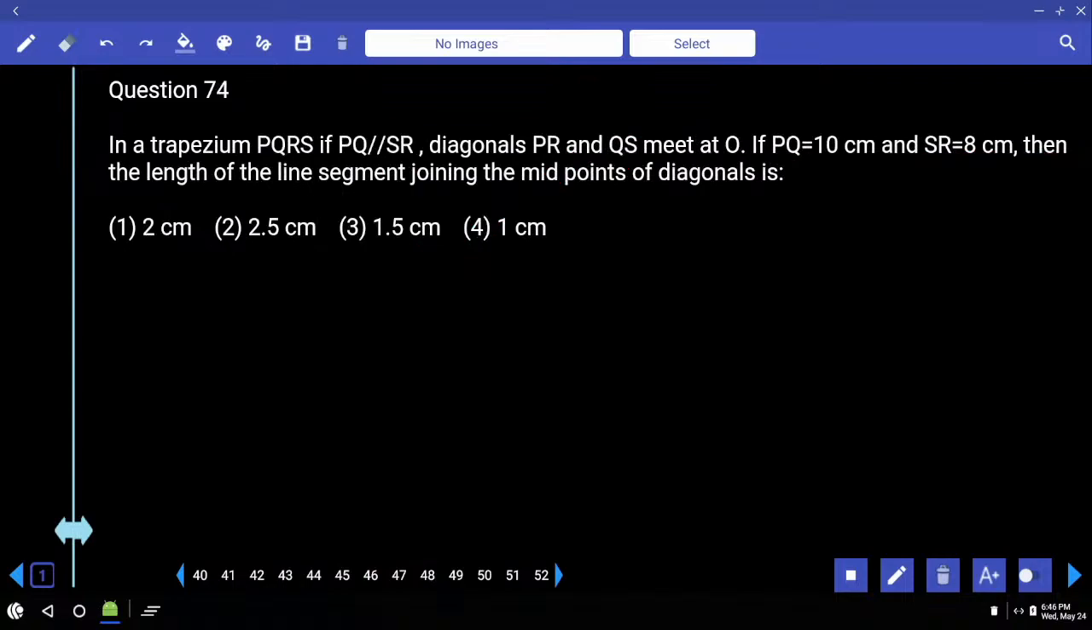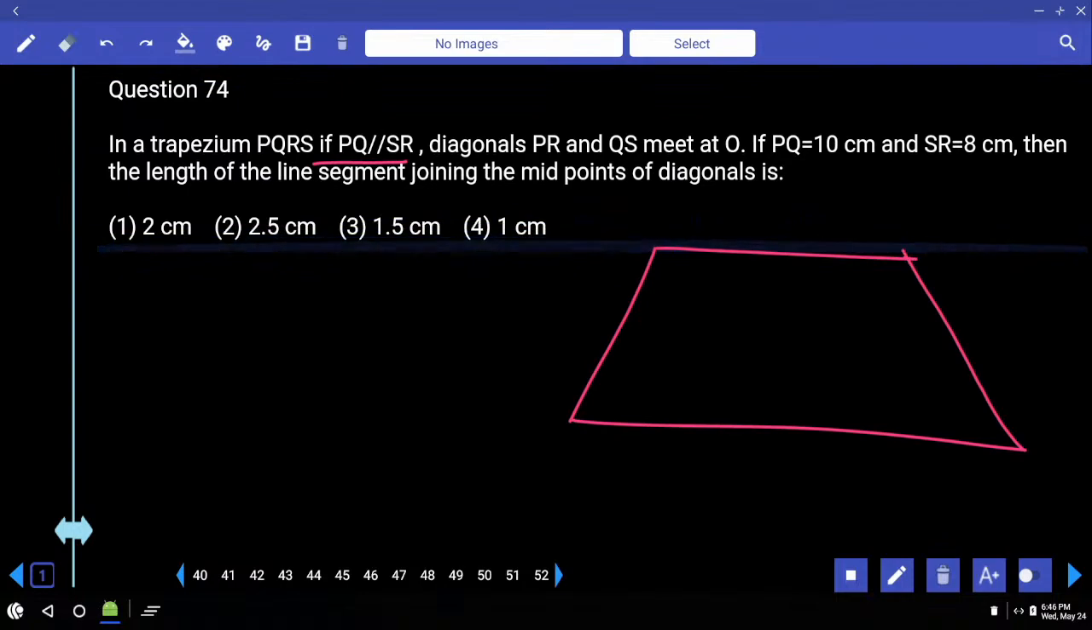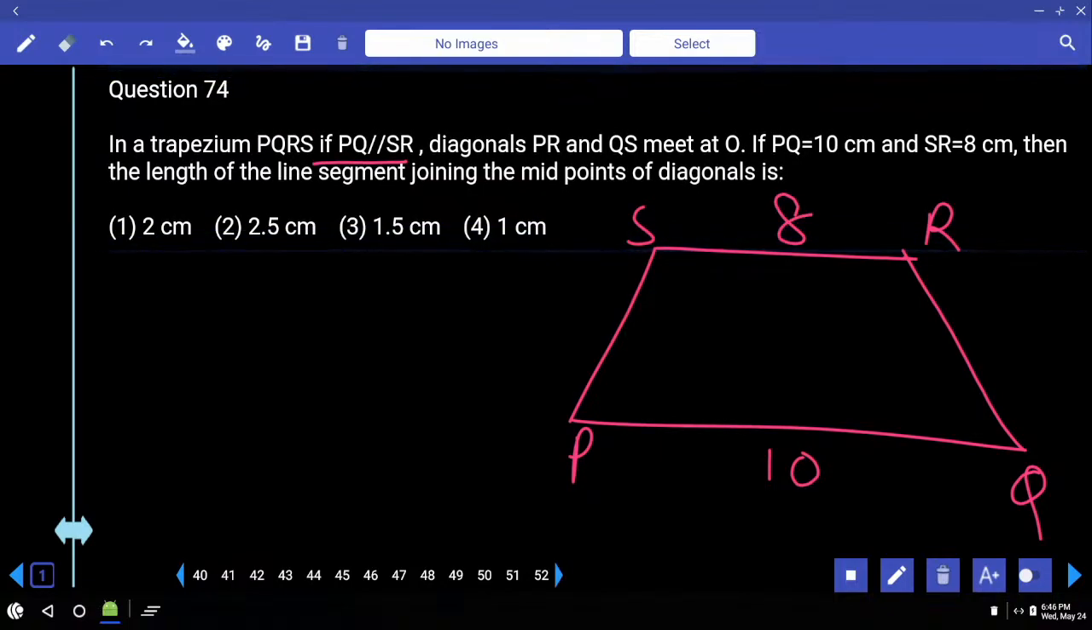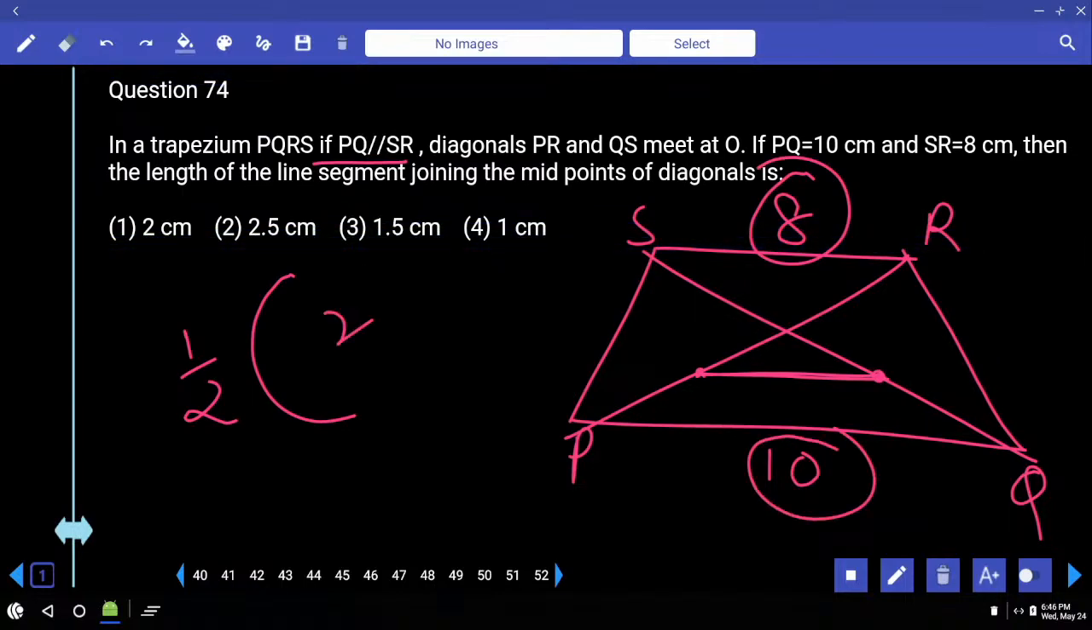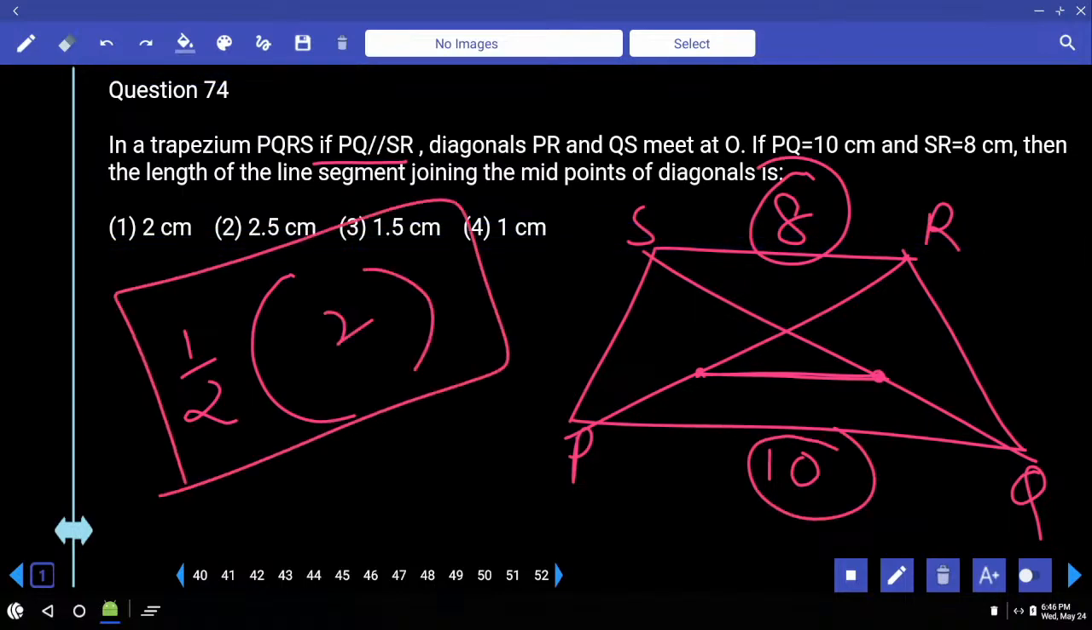In trapezium PQRS, PQ parallel to SR, PQ is 10, if this is 8, then find the length of the line segment joining the midpoints of the diagonals. What is the formula? Half the difference between these two. Answer is 1, option 4.